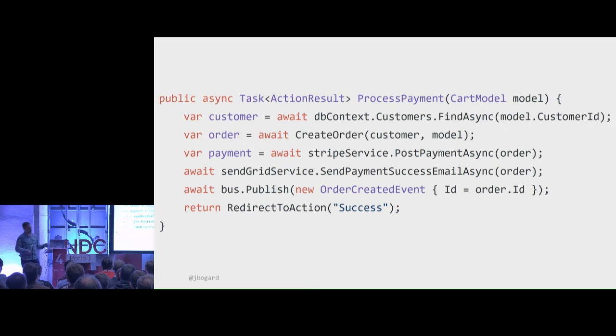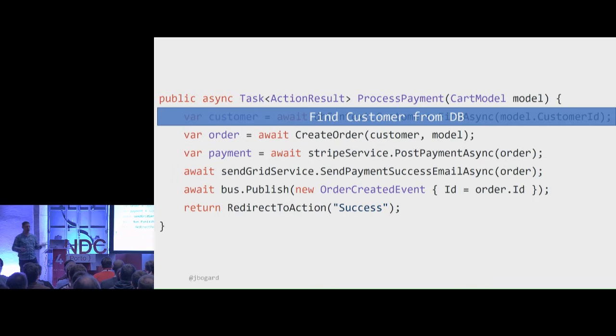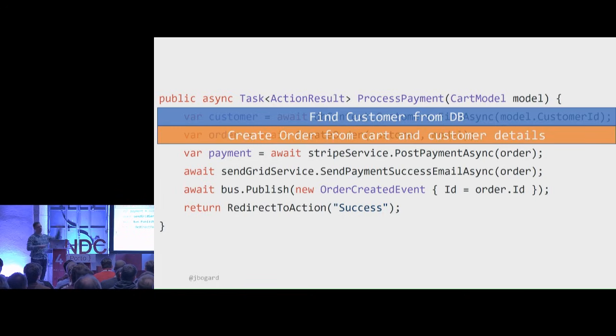So I said, okay, Bill, walk me through what's going on here. He says, the first thing we do as part of processing a payment when they click that very important button is grab the customer from the database. They have some cart information, they hit place order, so we go grab some information out of the database. Okay, nothing too bad here. Then we take that customer information and the cart information and create an order based on the cart and customer details. Okay, so far so good.